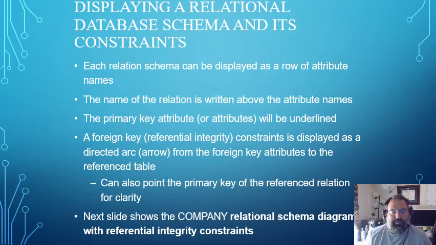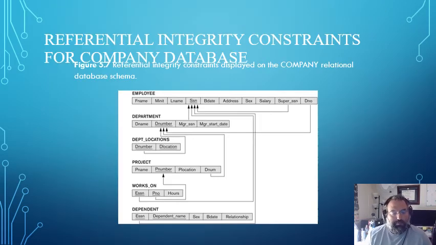Displaying a relational database schema and its constraints. Each relational schema can be displayed as a row of attribute names. The name of the relation is written above the attribute names. The primary key attribute or attributes will be underlined. A foreign key referential integrity constraint is displayed as a directed arrow from the foreign key attributes to the referenced table. It also points to the primary key of the referenced relation for clarity. The next slide shows the company relational schema diagram with referential integrity constraints added. You can see the arrows pointing the direction to indicate the primary and foreign keys and the referential constraints.